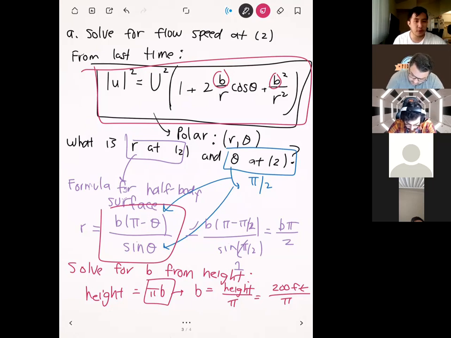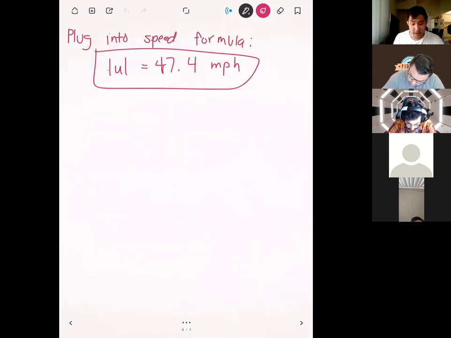So for the homeworks, like problem 4 on the homework, I don't want you using this formula, because the problem on the homework is not a half body. So it's actually something totally different. Okay. So that's part A. So in part A, we solve for the speed, okay? And so in part B, we want to solve for the pressure difference between point 1 and point 2, okay?